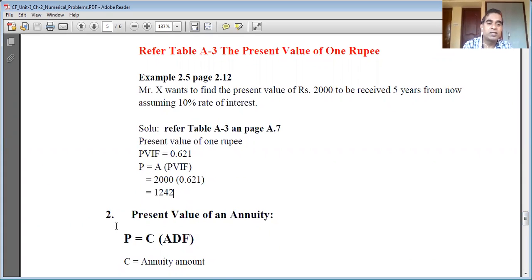Now the second case or second situation in the discounting technique is the present value of an annuity. I hope you can recall, maybe 10 times I have explained the meaning of annuity. Annuity is equal annual cash flows. It may be cash outflow or cash inflow, whatever it is, but remember, it should be equal. Like I gave the example of a photocopier machine that is going to generate a revenue of 60,000 rupees per year for 10 years. That is an annuity, remember.